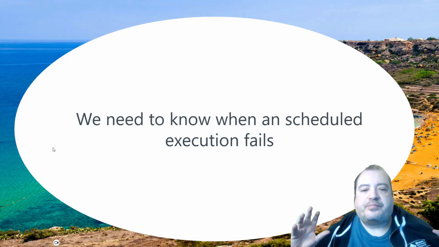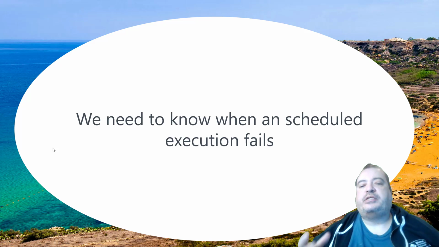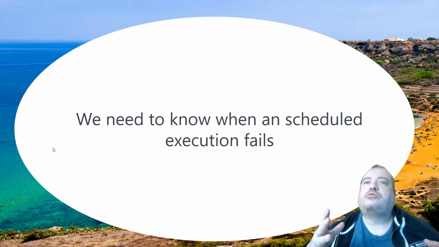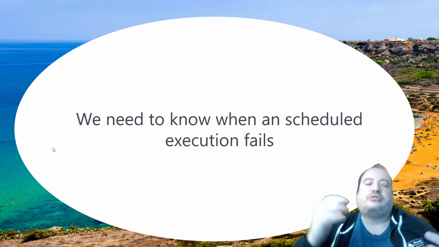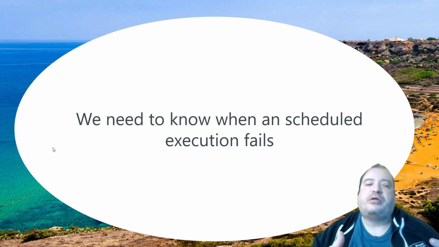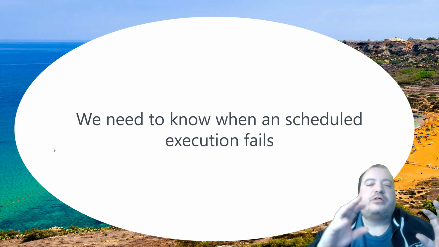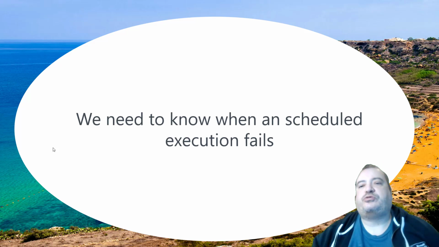What's the point? We need to know when an unscheduled execution fails. We use notebooks to create ingestion pipelines to the Microsoft Fabric environment. We use data pipelines for the same. We need to know when one specific execution of the data pipelines or one specific execution of the notebooks fails to run. How can we do that?